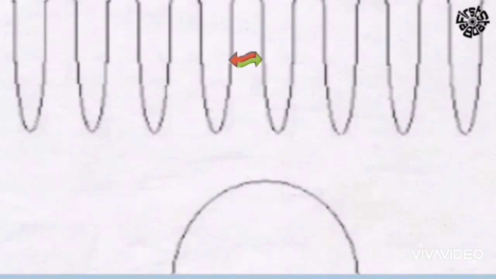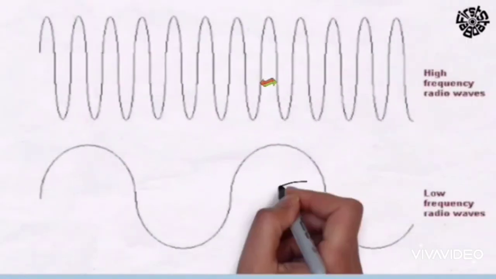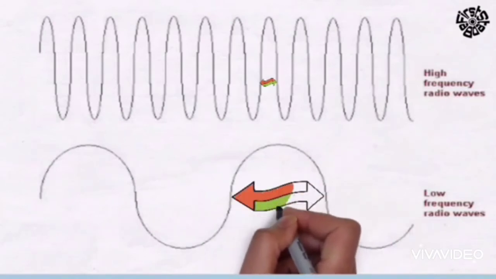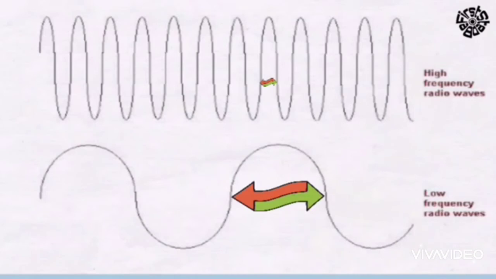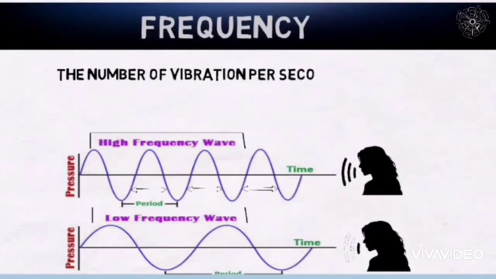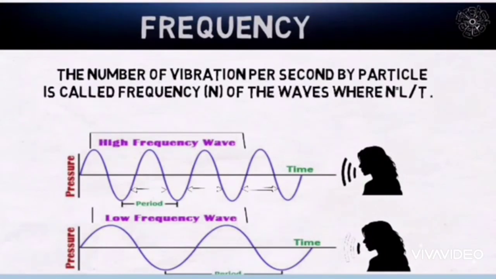Here also the time period between the waves is less, so this is high frequency, and in the second the time period is more, so there is low frequency. It is denoted by f or n, and the unit of frequency is hertz, which is denoted by the symbol Hz.